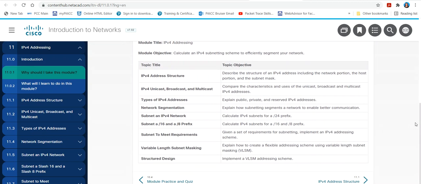So in this section, you're looking at an IPv4 address structure, as well as the different types of IPv4 addresses, including unicast, broadcast, and multicast, how to segment a network, and then you get into subnetting. And subnetting is what tends to be the most difficult for students. But once you learn it, if you learn it well, then you will have that knowledge. You'll have it to be able to understand future subjects in networking as well as for your CCNA exam.